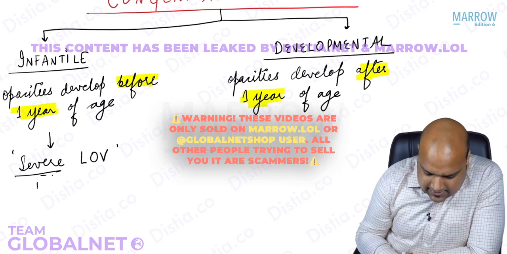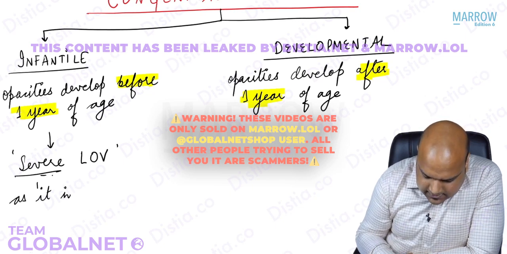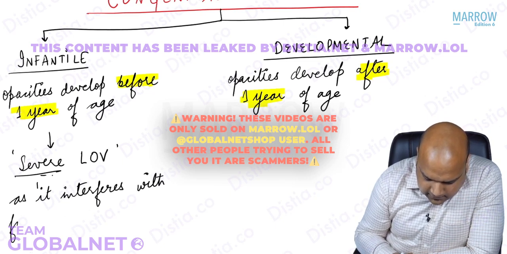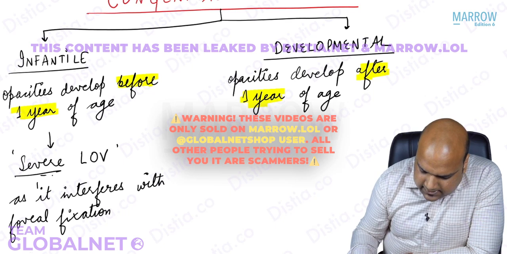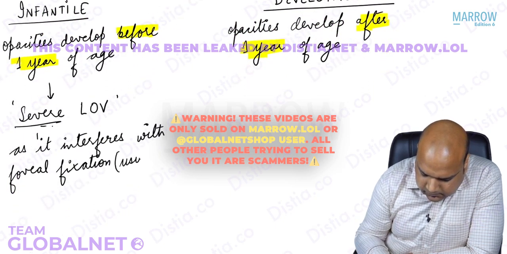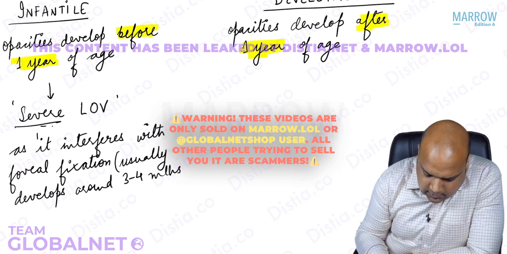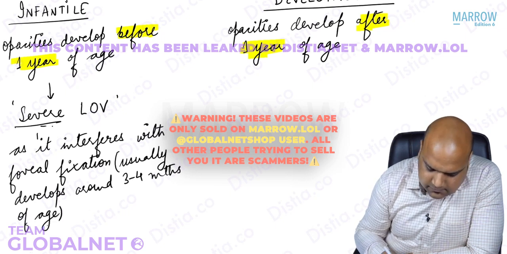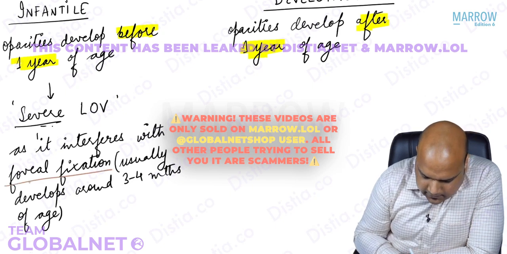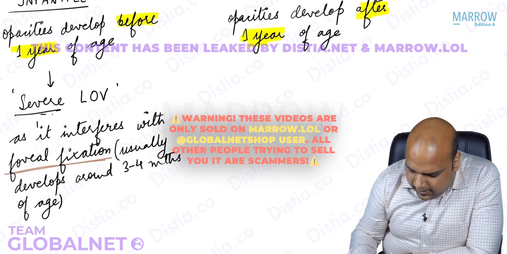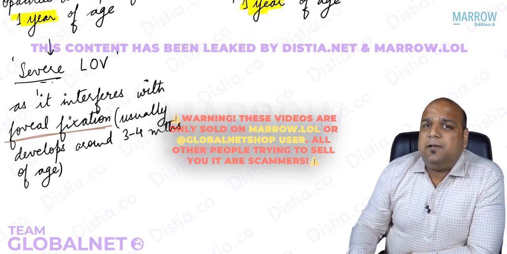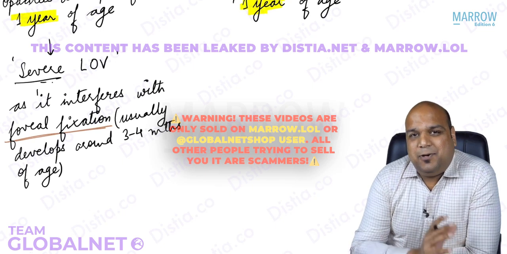Why? As it interferes with foveal fixation. Foveal fixation usually develops around 3 to 4 months of age. Now, what do we mean by this word foveal fixation? We are saying that there is severe loss of vision because foveal fixation is interfered with. So what is foveal fixation?